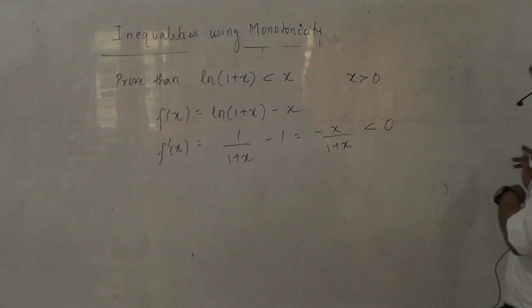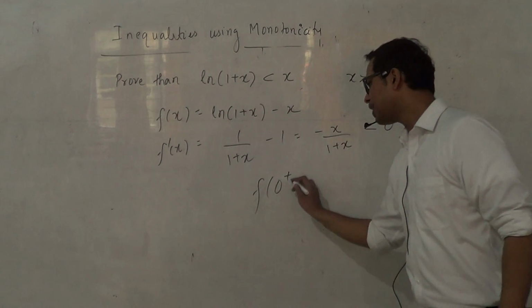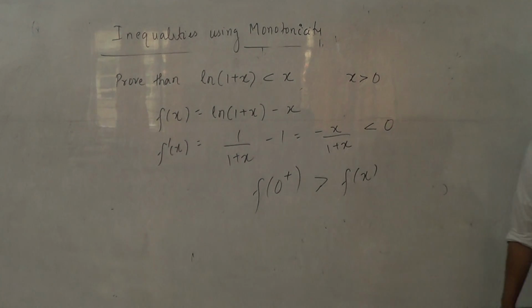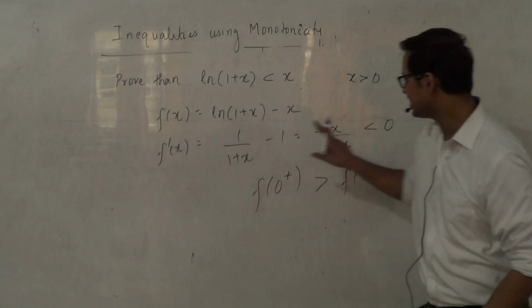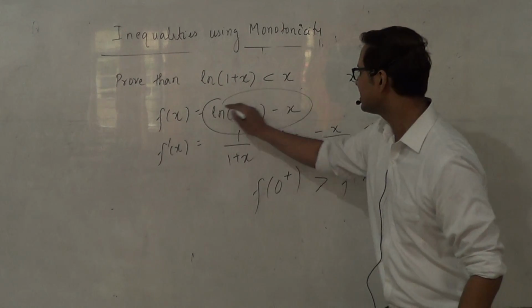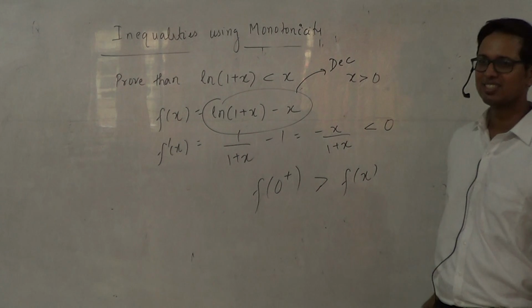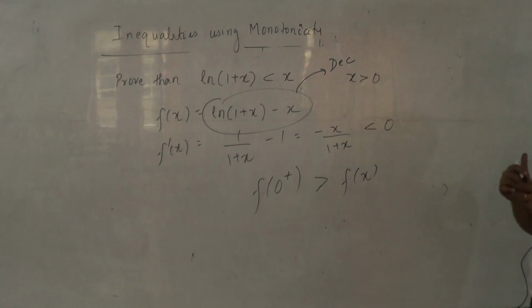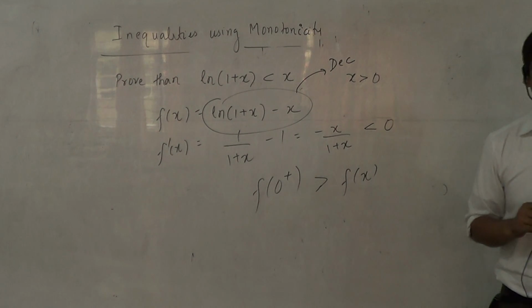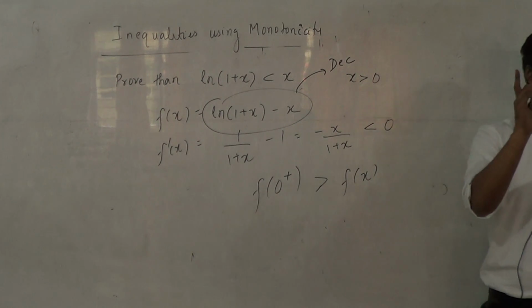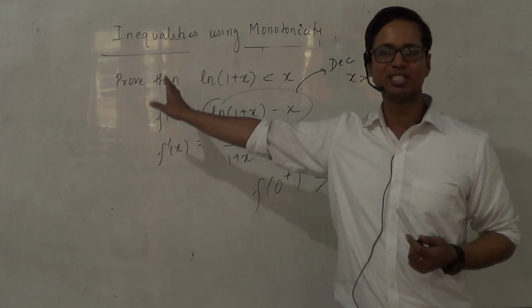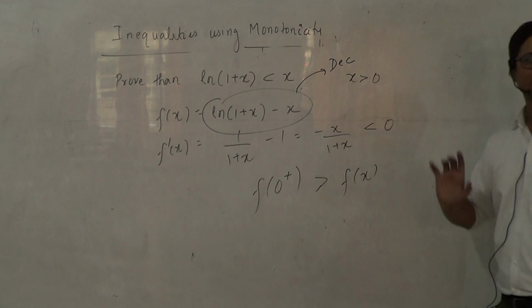That means if the function is a decreasing function, its value at 0 plus would be higher than the value of the function at any x greater than 0 plus. Correct? F dash x less than 0 means f of x is a decreasing function. So it is falling down. If it is falling down, that means its value at the initial point would be the highest. So f of 0 plus would be greater than f of x.